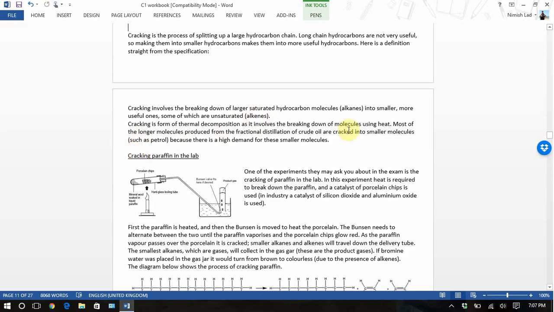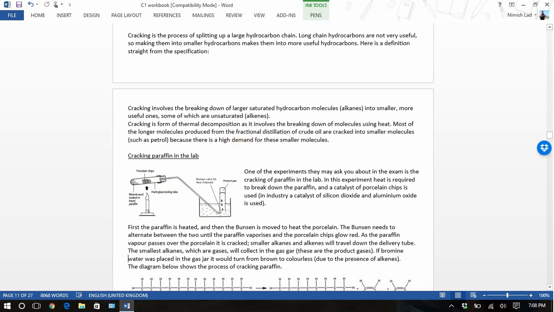So, cracking paraffin in a lab. Paraffin is a long hydrocarbon and we can crack it. There is mineral wool that's soaked with liquid paraffin. As you heat it up, that will become a gas. It passes over this porcelain, which acts as a catalyst in this reaction. That gas then goes down the pipe, bubbles through water, and you get it produced in this test tube. So you can actually see how many alkanes and alkenes you're producing.